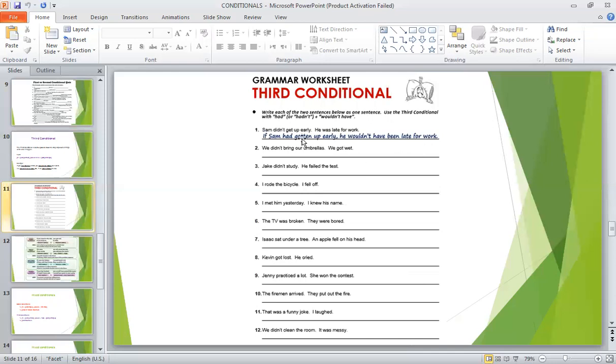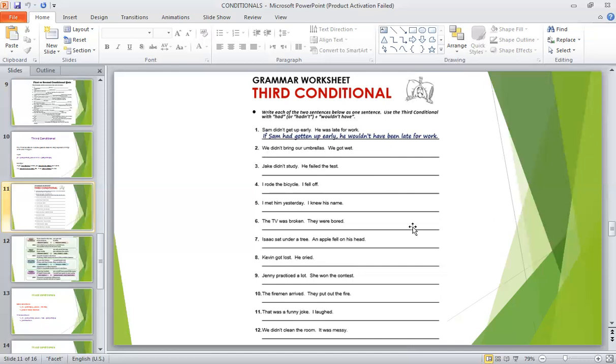Number two: we didn't bring our umbrellas. We got wet. So if we had brought our umbrellas, we wouldn't have got wet. Jack didn't study, he failed the test. If Jack had studied, he wouldn't have failed the test. But the fact is, he didn't study and he failed the test.